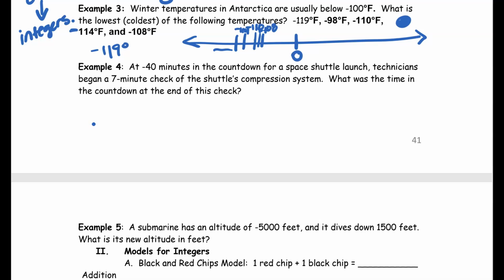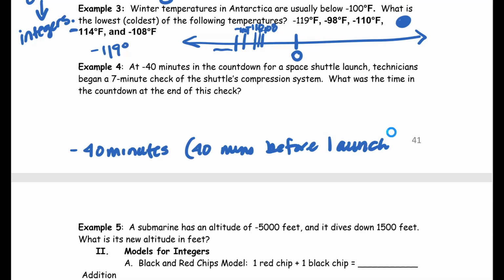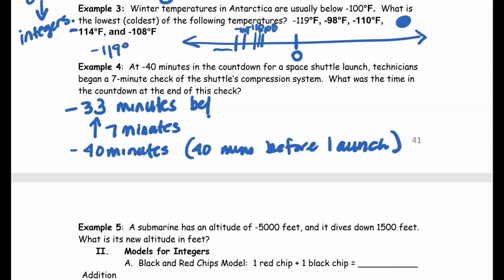So we've got -40 minutes. That just means 40 minutes before the launch, and they did a 7-minute check. So 7 minutes goes by, so we would be at 33 minutes before the countdown. And the way we would write that if we wanted to do a math sentence would be we'd take -40 and add 7 minutes and we get -33.